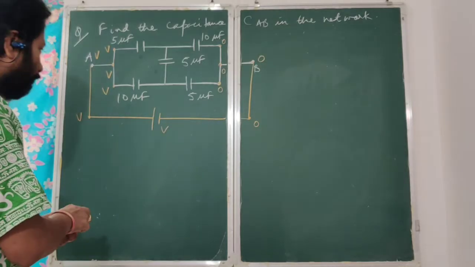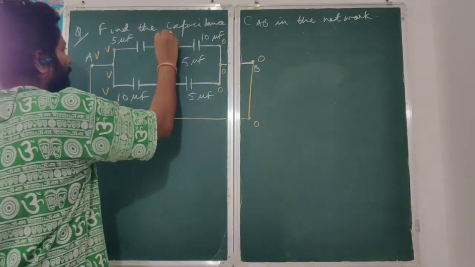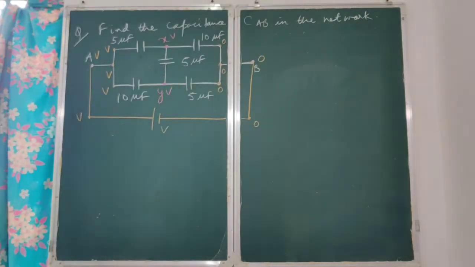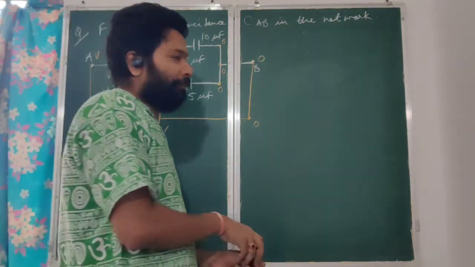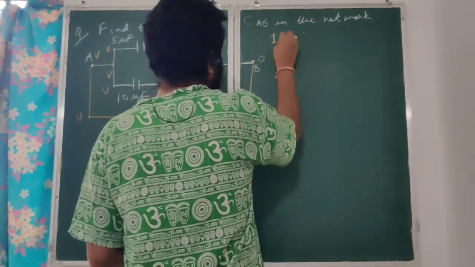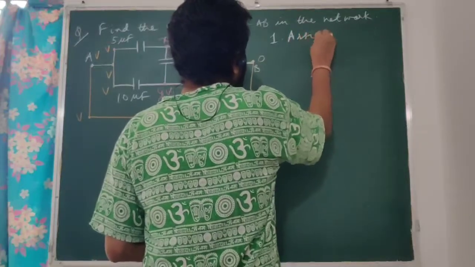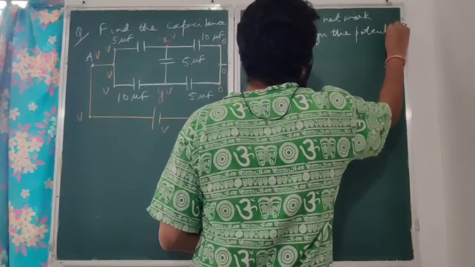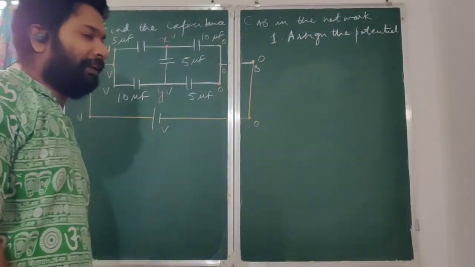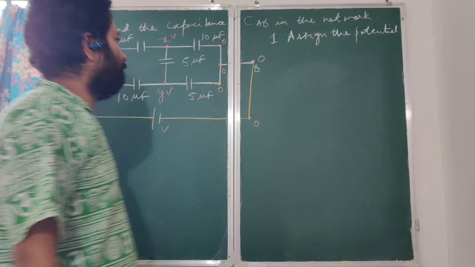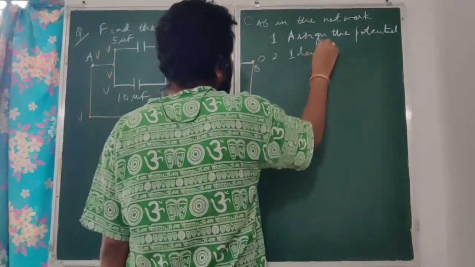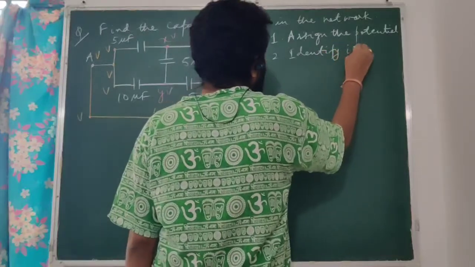Now this point we don't know the potential, let it be some X volt, and this point again we don't know, let it be Y volt. Once you have assigned the potentials, I'll write the steps. The first step is to assign the potential. Once you have assigned the potential, the second step is to identify isolated systems.